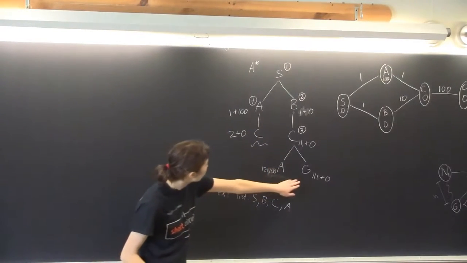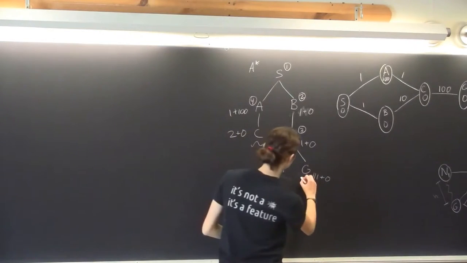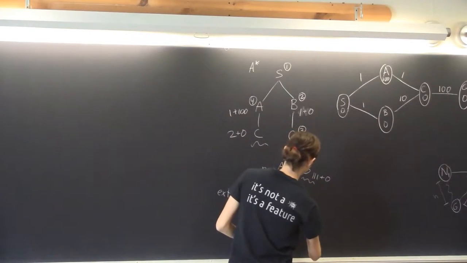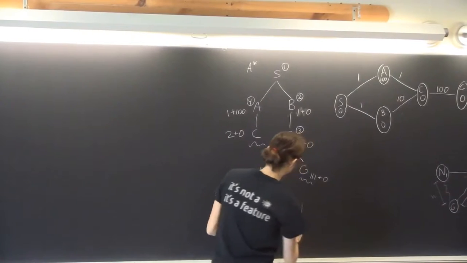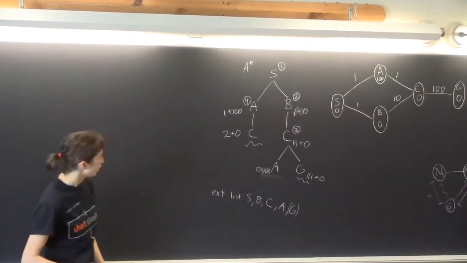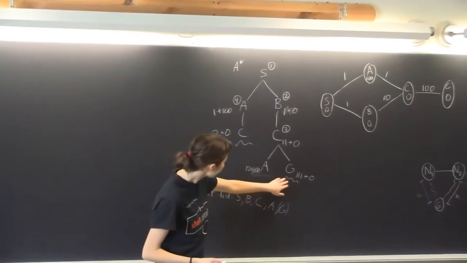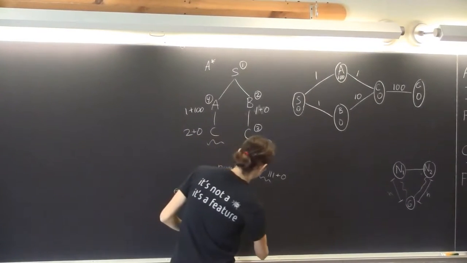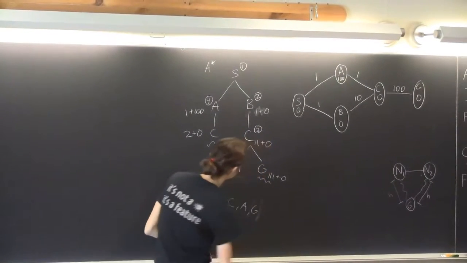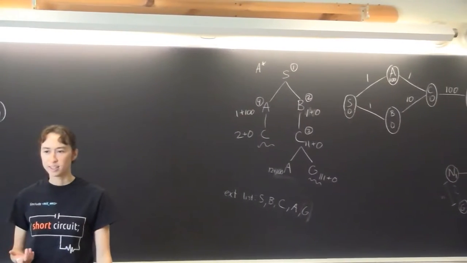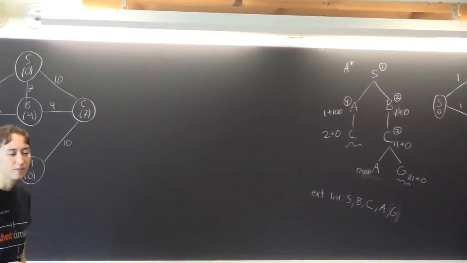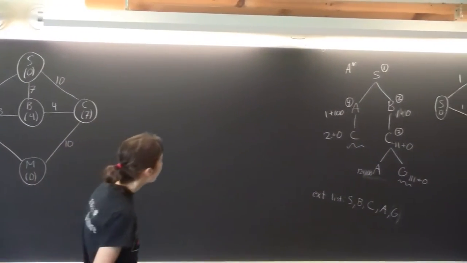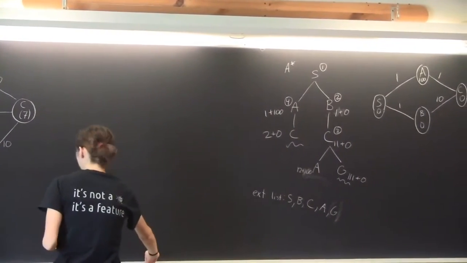And then it looks like we extend G because that's the shortest. And we could add G to this list. Putting G on the list is optional because we're not actually giving it any children. Well, I guess we would still call it extending, so let's put it on the list. And so now we found a path to G. Is that the shortest path? No.